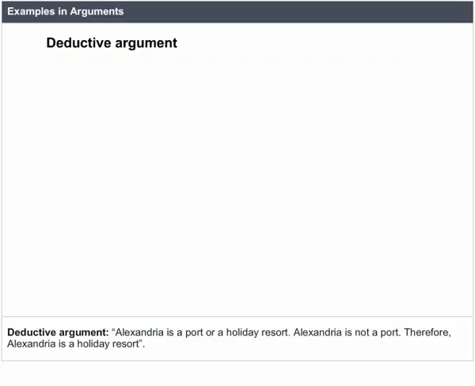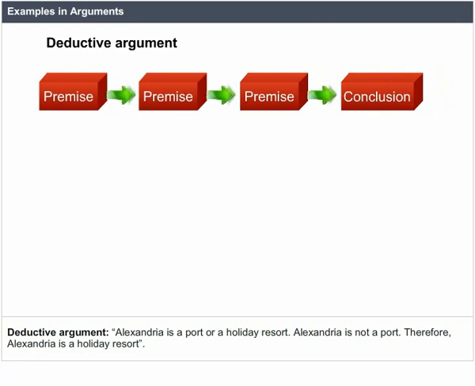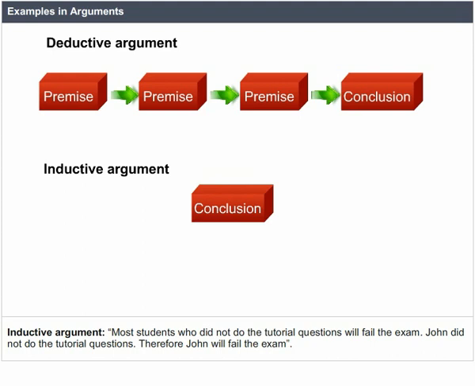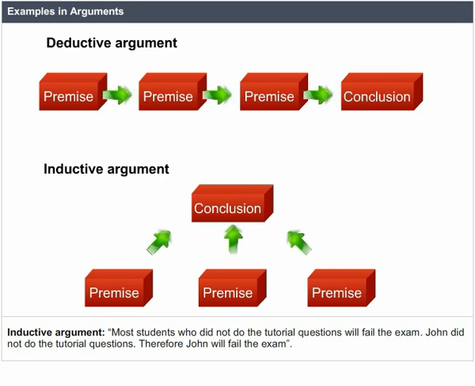Examples of arguments. Deductive argument. Alexandria is a port or a holiday resort. Alexandria is not a port, therefore Alexandria is a holiday resort. Inductive argument. Most students who did not do the tutorial questions will fail the exam. John did not do the tutorial questions. Therefore, John will fail the exam.